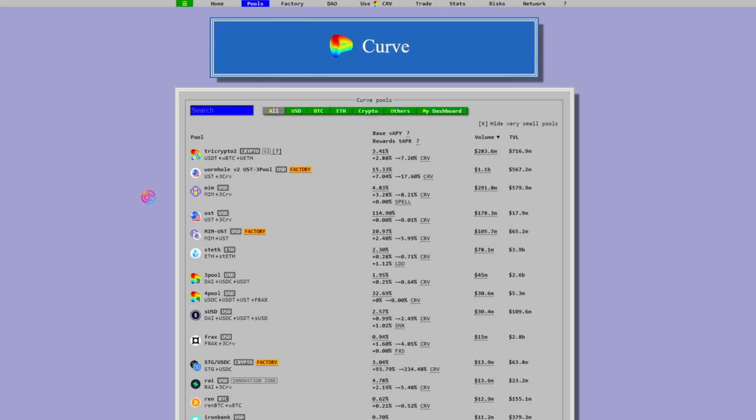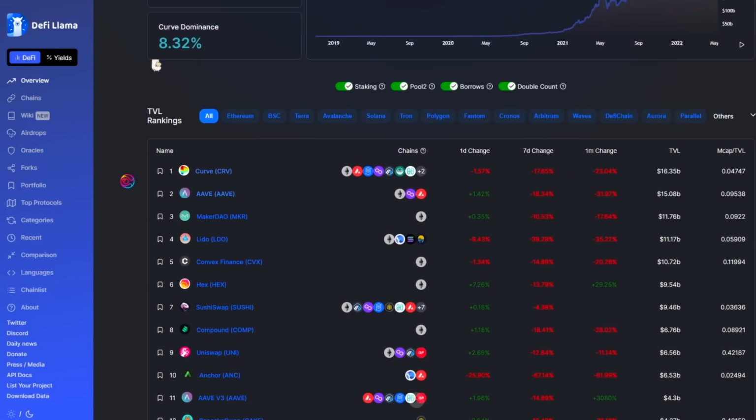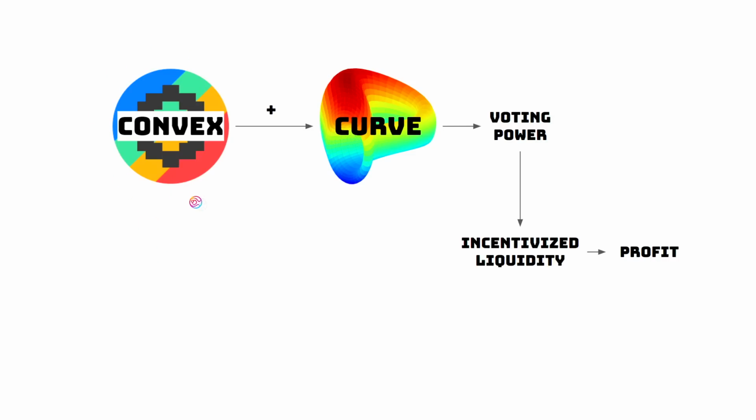The Curve wars then describes the battle between other protocols for Curve tokens in order to control Curve's voting power, liquidity, and ultimately profit. Convex Finance is the best example, being the fifth on the list for highest total value locked across all of DeFi. Convex allows users a more efficient and more profitable means of using Curve for incentivizing liquidity. Other projects can then pay or bribe Convex holders to vote and incentivize liquidity on their liquidity pools. So, in another nutshell, more Convex equals more Curve, equals more voting power, incentivized liquidity, and ultimately profit.